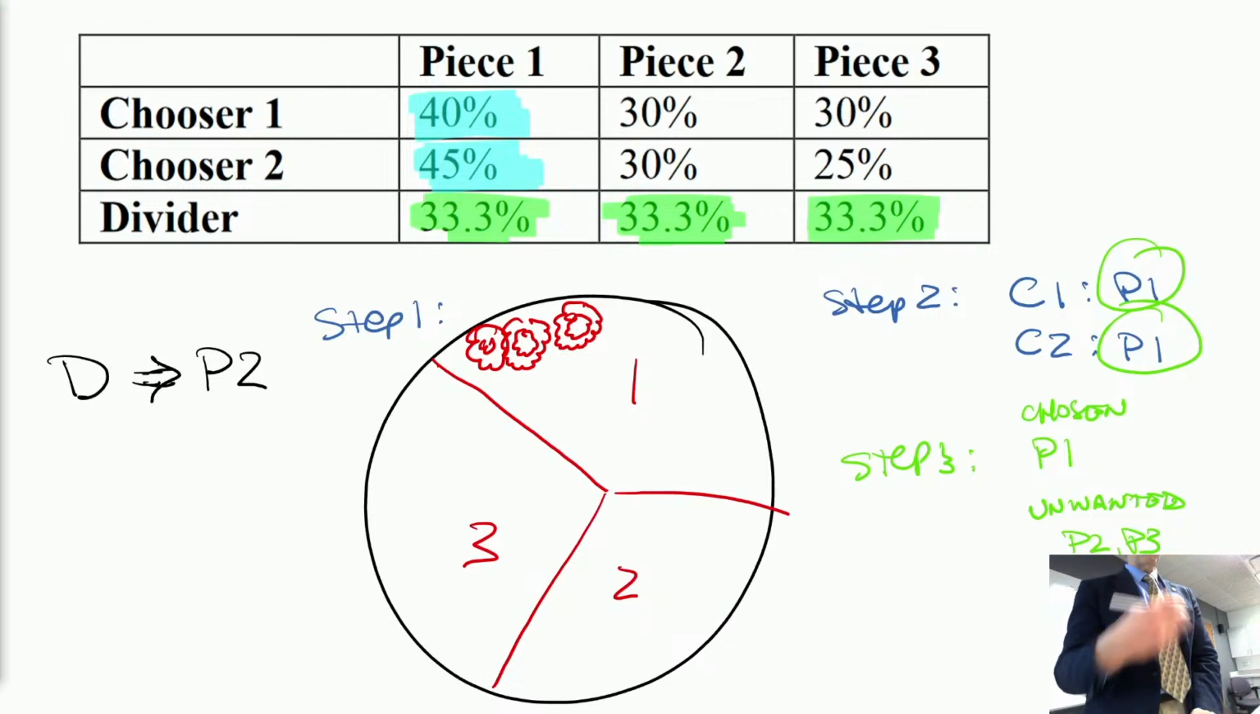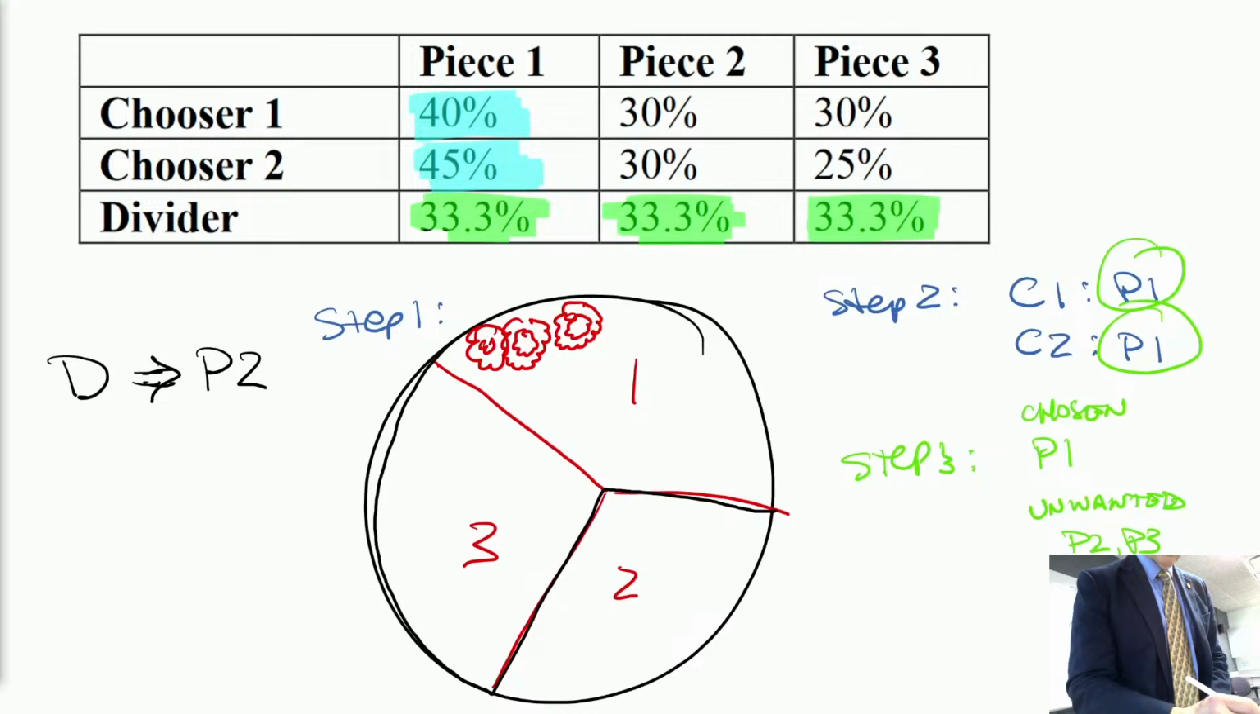Now, if it is possible to make everyone else happy, then we're going to do it. If not, we're just going to be stuck with having to redo this whole procedure. So here's how this would work. Piece 2 is going to be gone. What that means is that all you're left with is pieces 1 and 3.